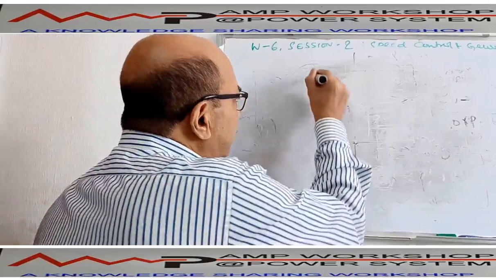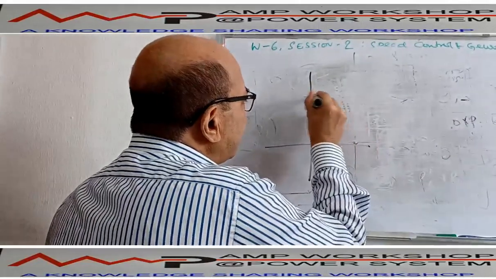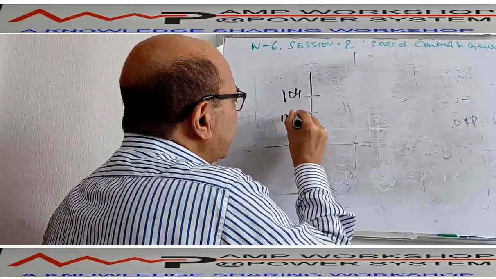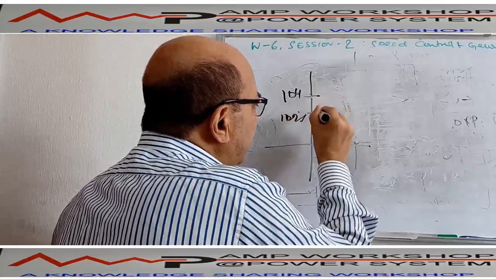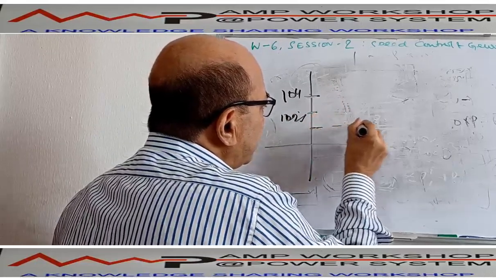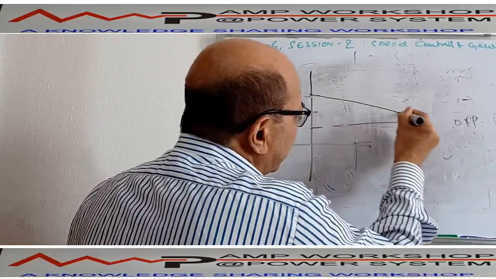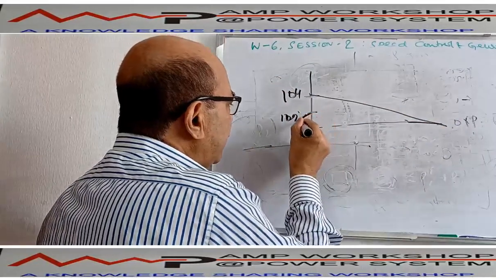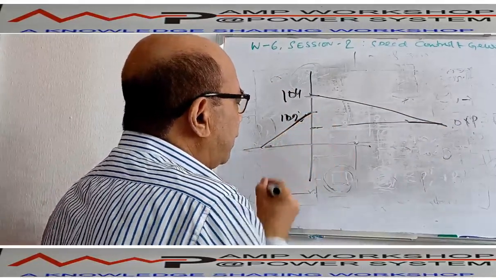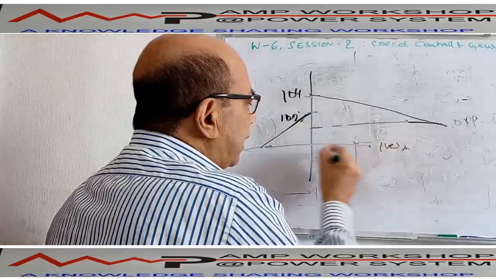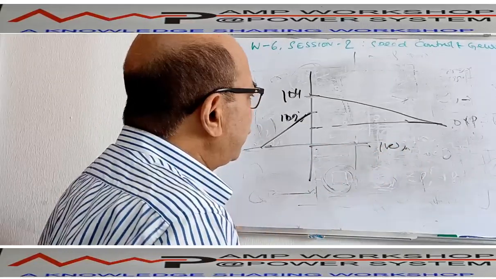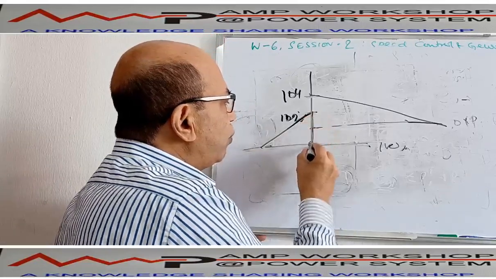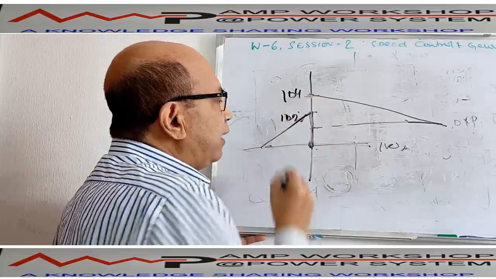How is it? Suppose this is a machine with 104% Droop setting. Another machine has a 102% Droop setting. Suppose these are the two machines, and this is your 100% line. Now this machine's Droop characteristic is like this, and this machine's Droop characteristic is like this. This is the 100% speed line, and this side is load. Here you see, when the machines are running in no load condition, this machine has a Droop of 102%, and this machine 104%.